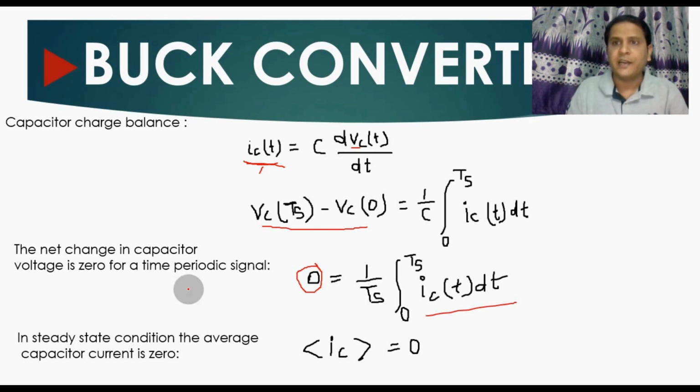So hope you understand what a buck converter is, how you realize your buck converter, what the steady state condition is, what small ripple approximation is, what inductor volt-second balance is, what capacitor charge balance is, and how you derive the transfer function of the buck converter, and how you derive the output voltage of the buck converter.